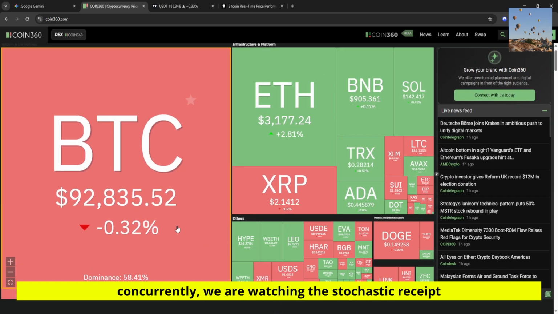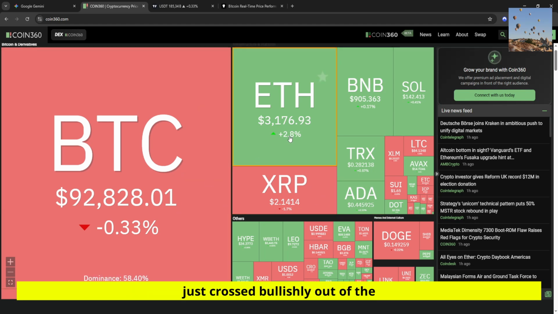Concurrently, we are watching the stochastic RSI on the weekly time frame, which is different from the standard RSI because it is faster and more sensitive, and it has just crossed bullishly out of the oversold territory, signaling a multi-week uptrend. Momentum is just beginning.